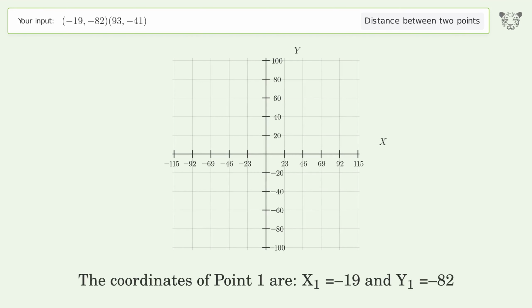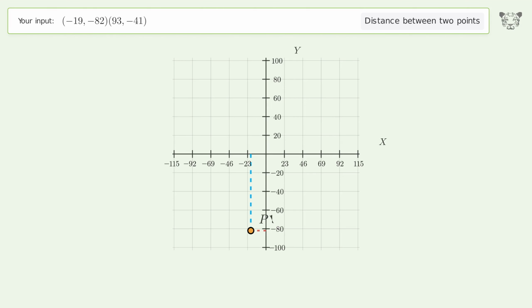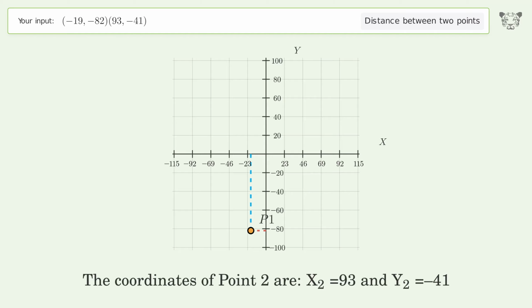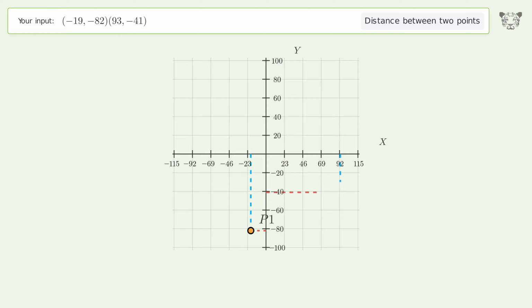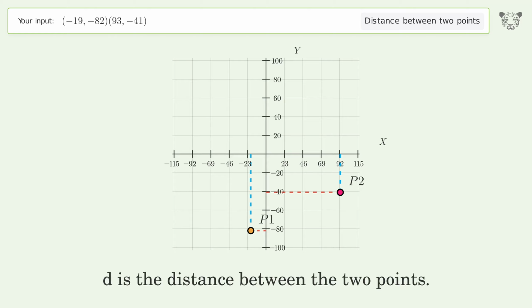The coordinates of point 1 are x1 equals -19 and y1 equals -82. The coordinates of point 2 are x2 equals 93 and y2 equals -41. D is the distance between the 2 points.